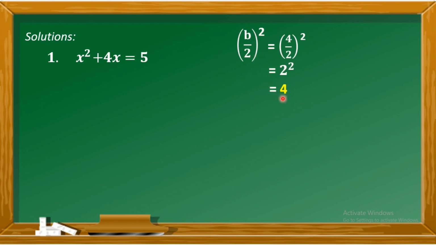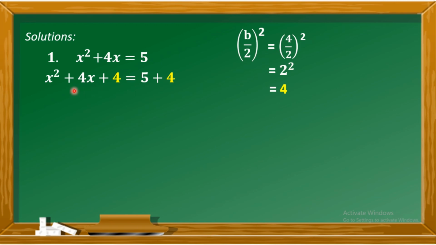Yan ngayon yung i-add natin dito sa equation na to. So we will add both sides by 4. Magiging ganito na siya. So yung x squared plus 4x nagkaroon ng plus 4. Ngayon, yung nasa kanan na 5 nagkaroon din ng plus 4. So, saan galing yung 4? Dito, sa sinolve natin. Sa b over 2 quantity squared. Tandaan nyo to, yung formula na to.